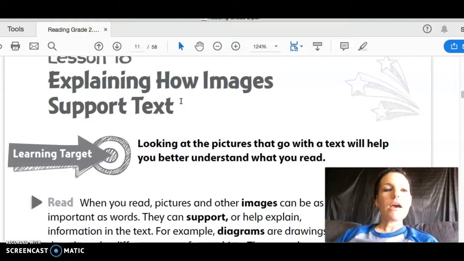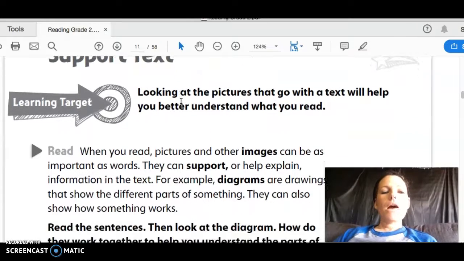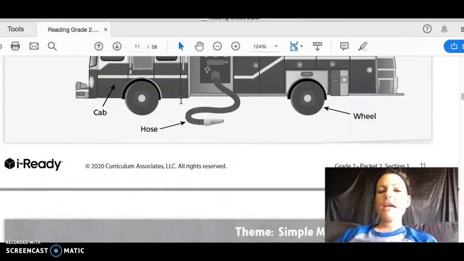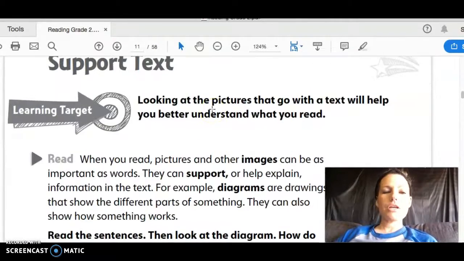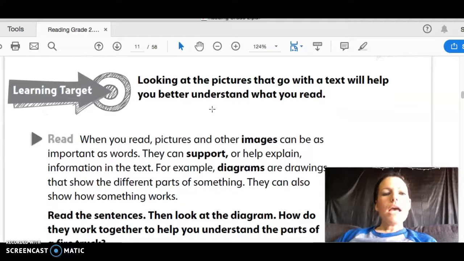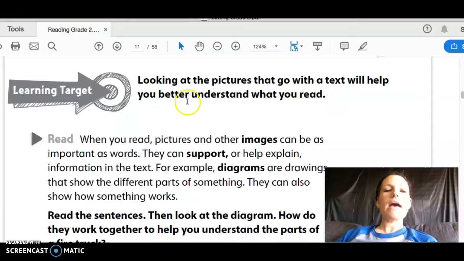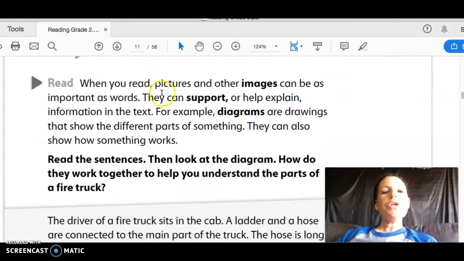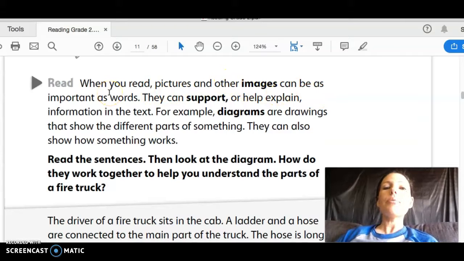Now, illustrations are the cartoon pictures that we see. Photographs are the real pictures that we see in texts. All right, I'm going to jump back to page number 11 in my reading section of my e-learning packet. And page number 11 says that looking at the pictures that go with the text can help you better understand what you are reading. When you read, pictures and other images can be just as important as the words. They can support or help explain information in the text.